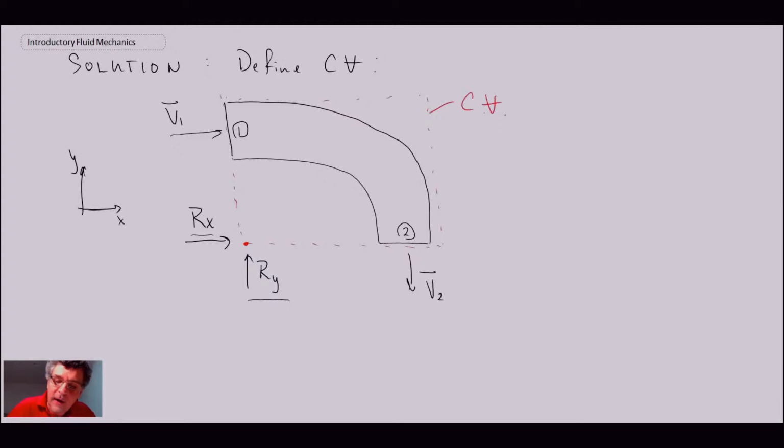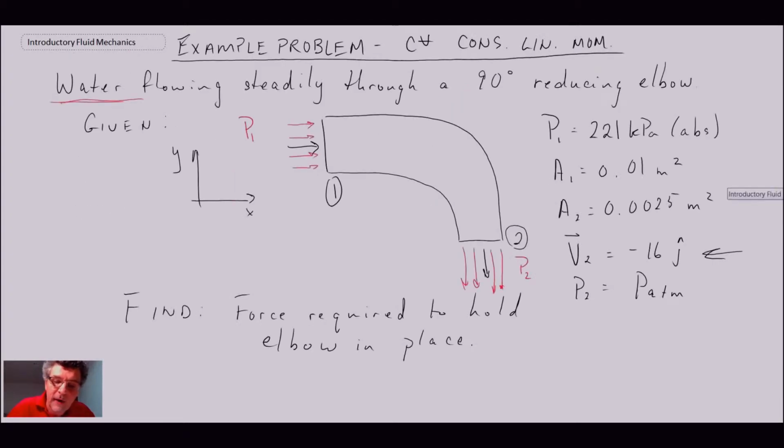So we're in part 2 of the example problem of solving for the reaction force on a reducing elbow, a 90-degree reducing elbow. I'll look back here. This was our problem statement. What we did in the first part of the problem is we used the conservation of mass to determine V1, the velocity coming into the elbow.